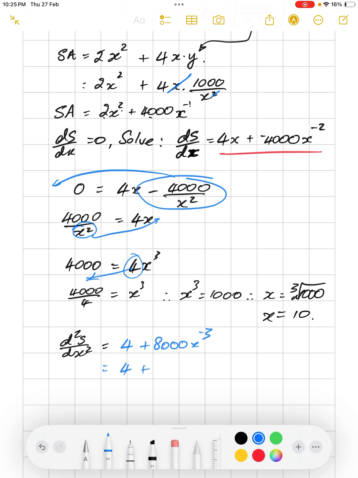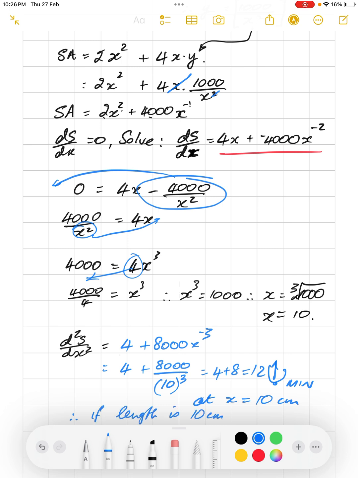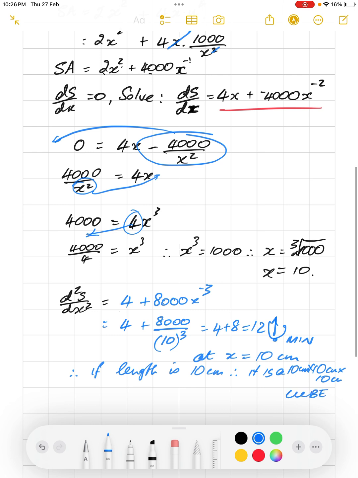So if we put 8,000 over 10 cubed, we want to substitute x is 10. We get 4 plus 8. We get a positive number, and positive number means concave up, therefore it's a minimum at x equals 10. Now therefore the length is 10 and the square base is 10 by 10, therefore if the length is 10 centimeters, it is a cube. It is a 10 centimeter by 10 centimeter by 10 centimeter, it's a cube. And that's what we were after.